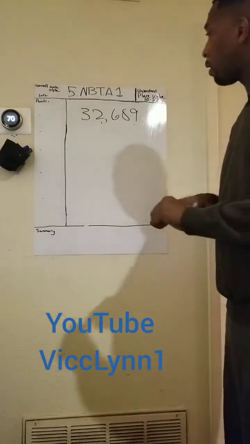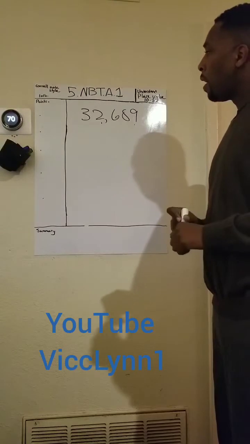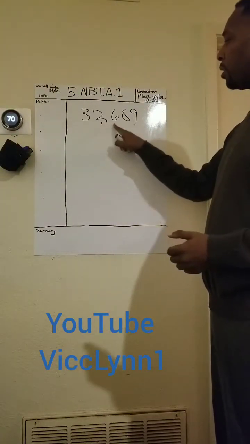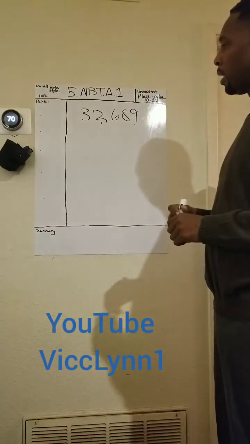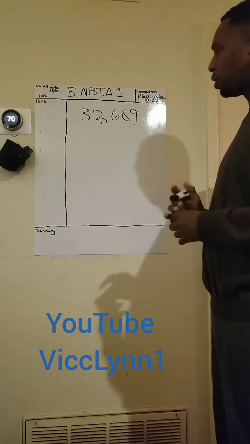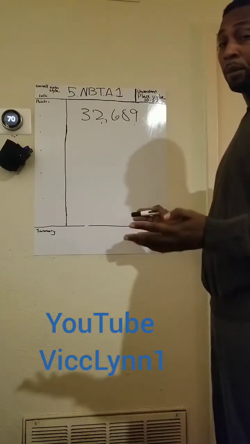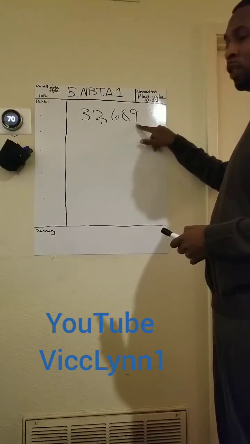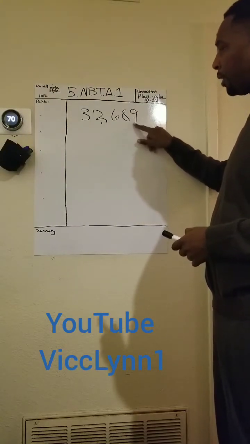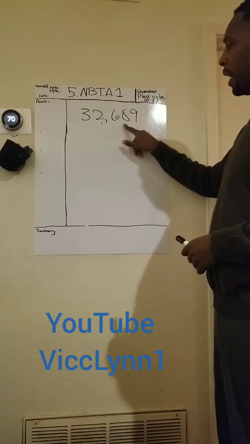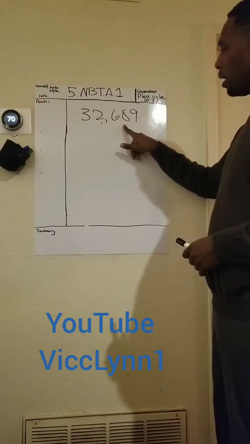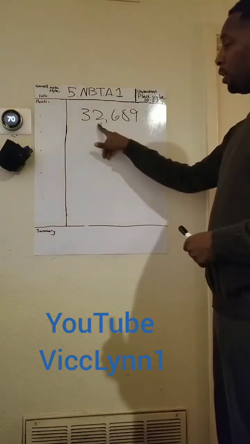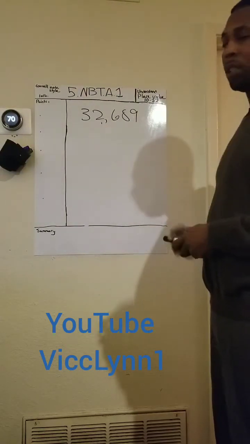Okay. First off, we're gonna talk about the expanded form of numbers. So if we got 32,689, the expanded form is, first off, you're going to know the place value of each number. Okay? So the place value of the 9 is in the ones position, right? The 8 is in the tens position. The 6 is in the hundreds position. The 2 is in the thousands. The 3 is in the 10,000s.